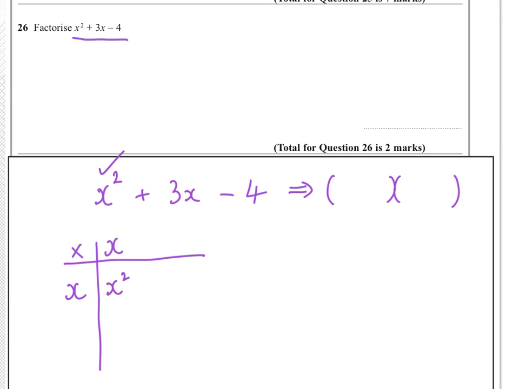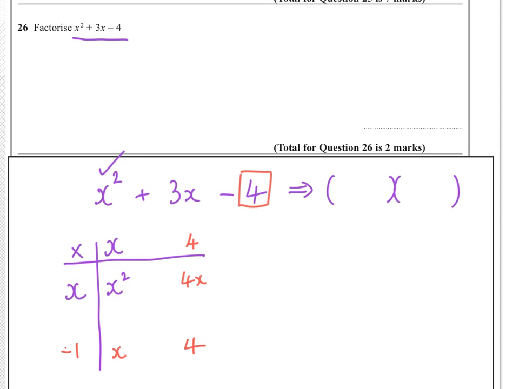Now we have to choose some other values. Now the way that we do this, the way I do this anyway, is I just look at the number 4 and I can split it into its factors. So I could have 4 with 1 perhaps, we can give that a try. And let's see what x times 4 is. Well, that's 4x. And then we have 1 times x, which is just x. And then we have 1 multiplied by 4, which is 4.